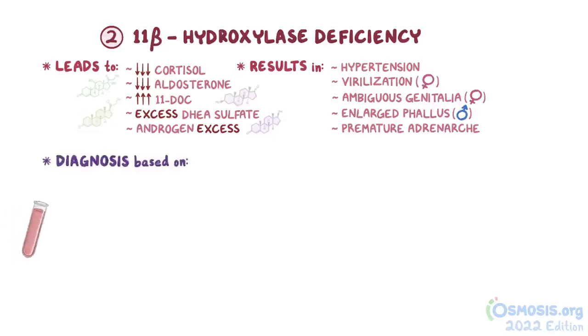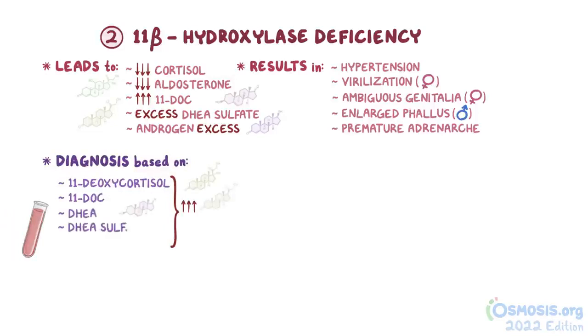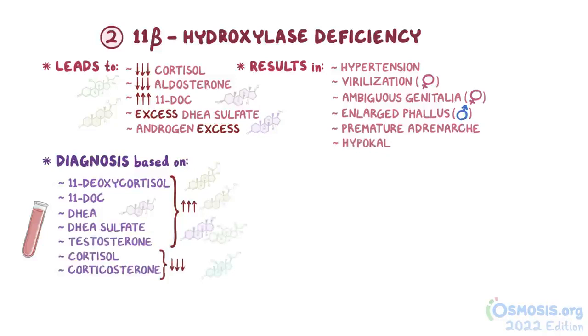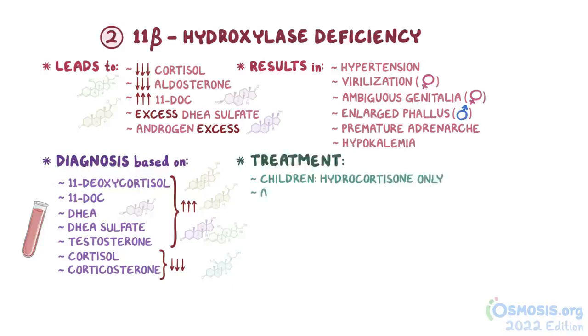The diagnosis is based on having high levels of 11-deoxycortisol, 11-deoxycorticosterone, dihydroepiandrosterone, and dihydroepiandrosterone sulfate, as well as testosterone. Individuals have low cortisol and corticosterone levels, and there's usually hypokalemia due to the mineralocorticoid excess. Children are generally treated only with hydrocortisone, whereas in adult females, spironolactone is also added to the treatment scheme.